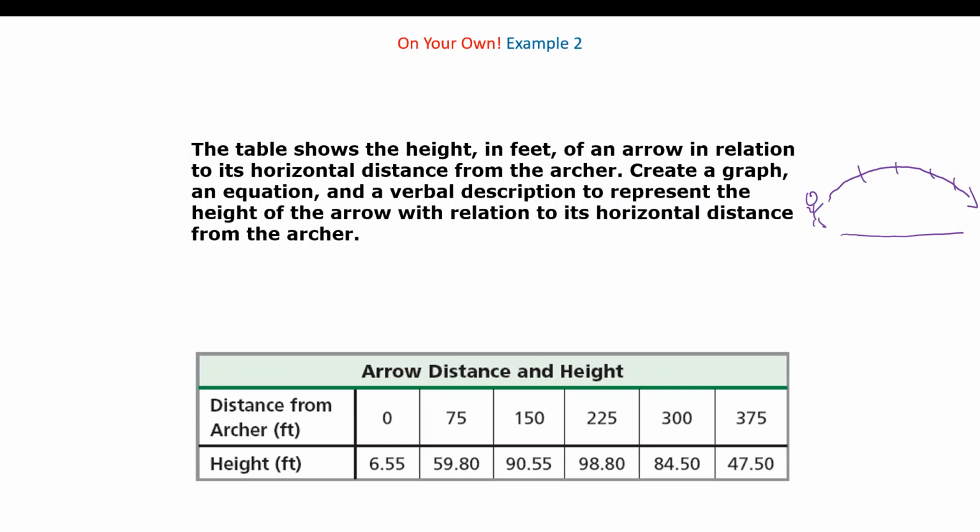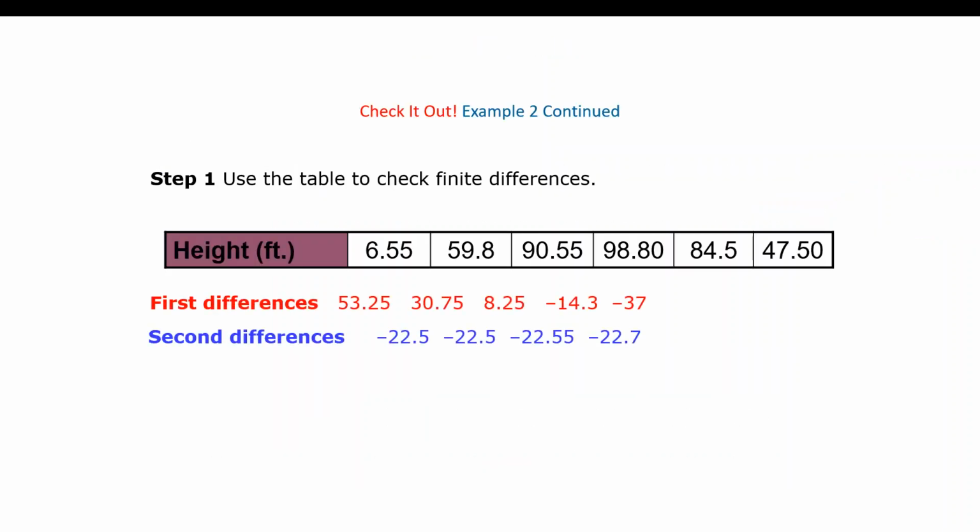So in this case, we've already been given the table, and so we're going to need to create a graph and an equation and a verbal description of what's happening. So here's our table. Let's move on. And the first thing that we should do is use the table to check for finite differences. And notice that the finite differences on the first differences, when we subtract each of these, we get these numbers, our first differences, all right? When we subtract again, notice that they're all 22.5, 22.5, 22.55, pretty much the same.